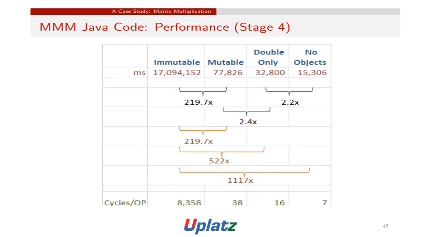Java performance, stage 4. We now have immutable, mutable, double only, and no objects, so we get a total performance of 219.7x, 2.2x plus 2.4x plus 219.7x, about 520, so totally 1117x. Cycles per operation: 8358, 38, 6 and 7.